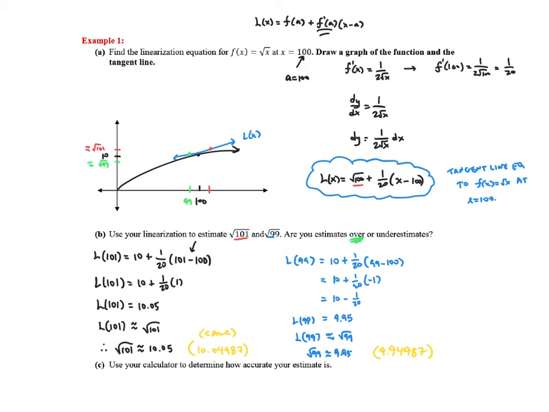Again, the further we get away from x equals 100, the worse the estimate. If we were to approximate the square root of 100.1, it would be much more accurate. Even though this is very accurate, that would be more accurate than this. So the smaller delta x, the better the approximation.